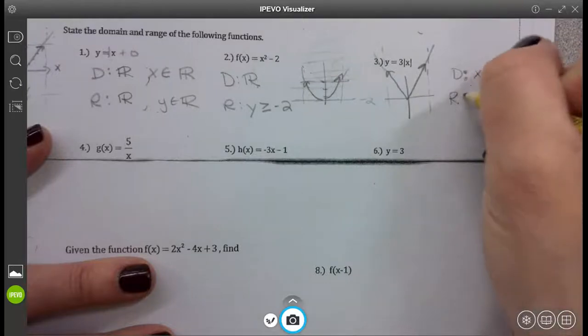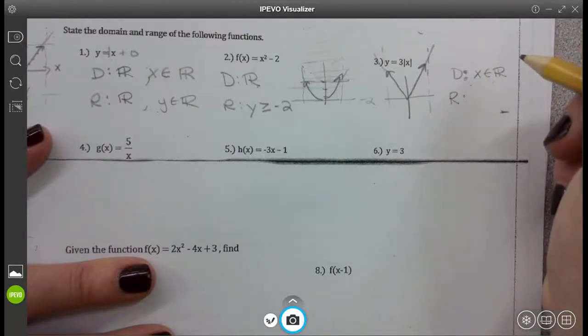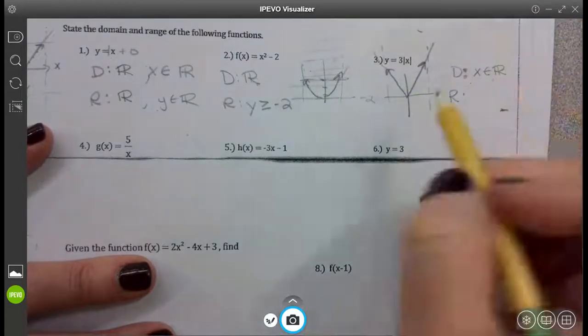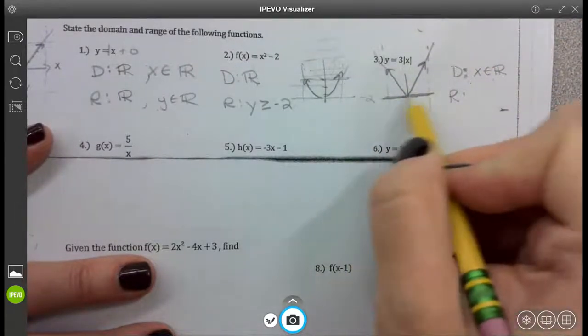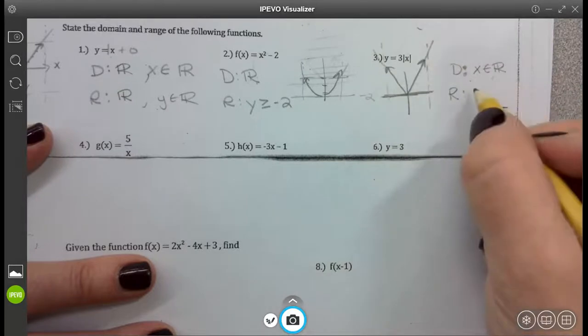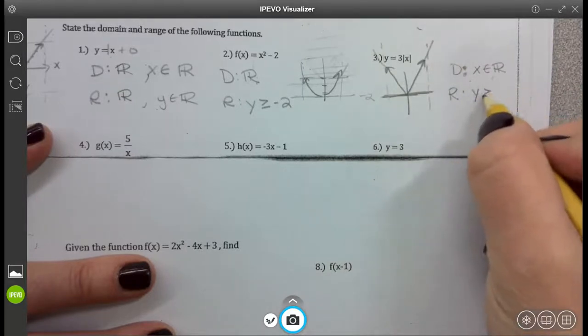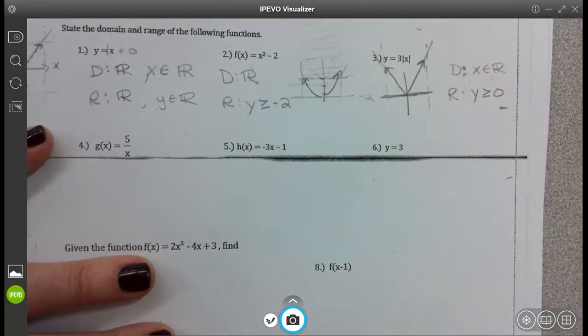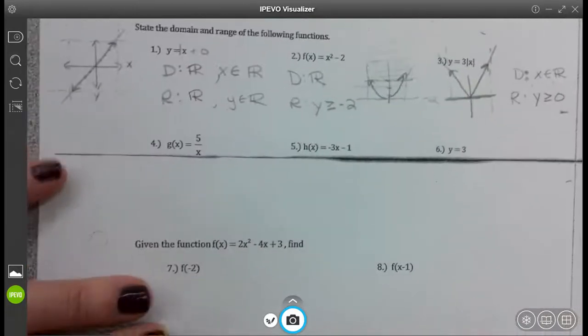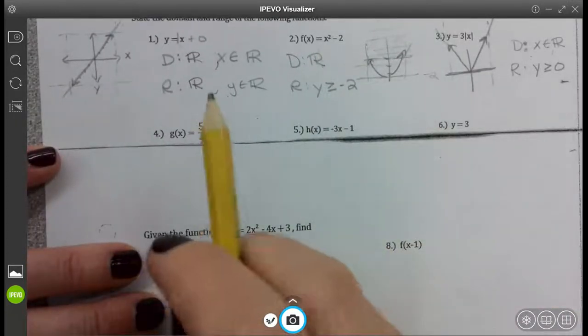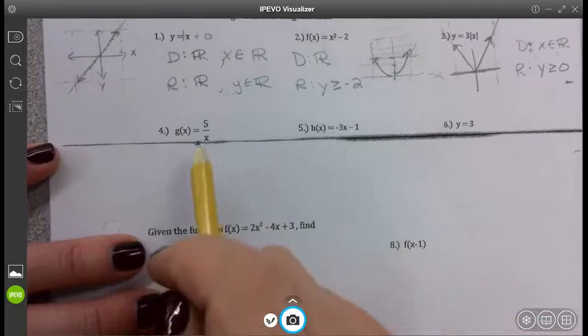The range, when I take the absolute values of numbers, I either get positive or 0 if I put in 0. Well, yeah, I can put a barrier at 0 and I can keep going. Okay. Number 4. Usually all these will be all real numbers unless you run into an issue.